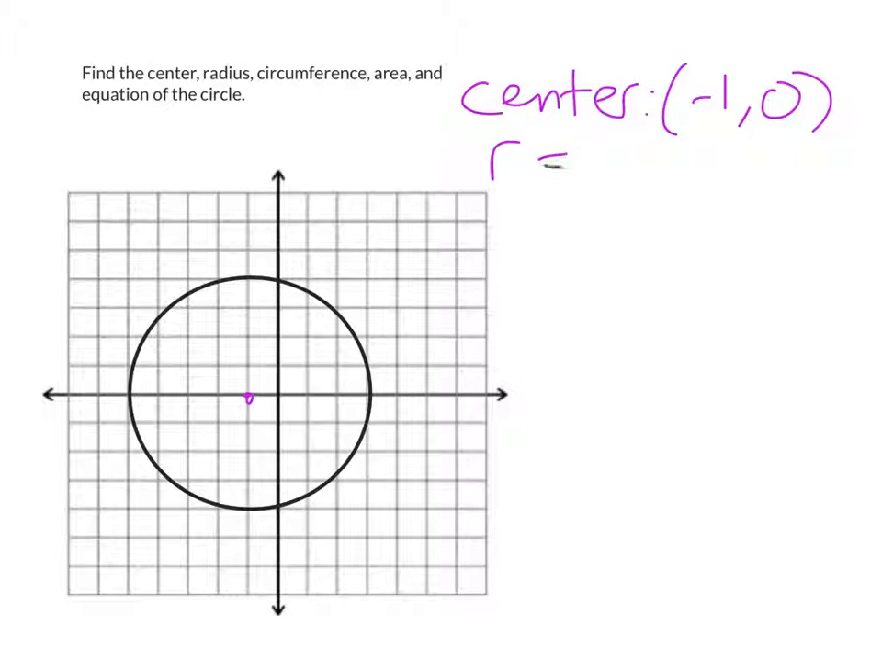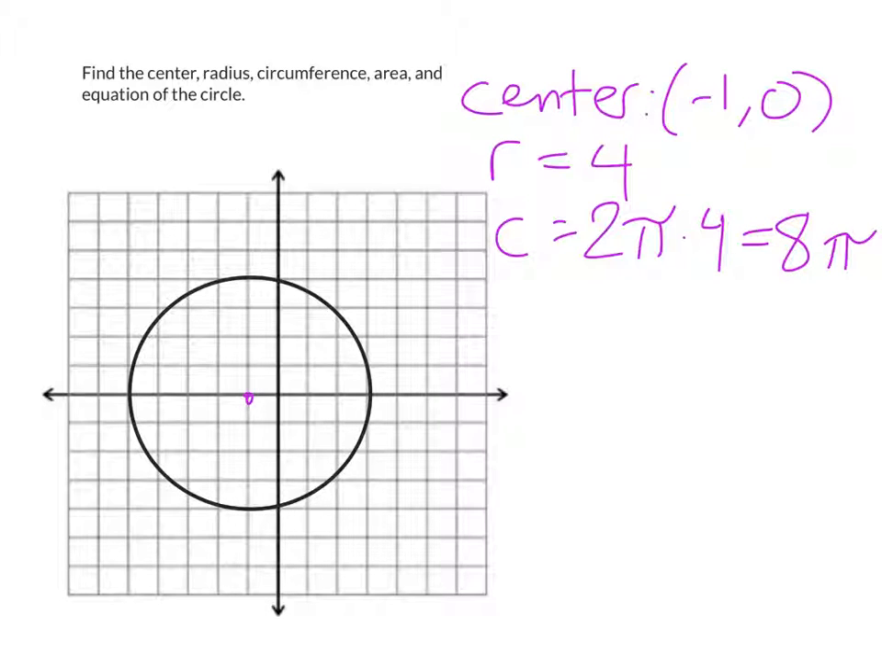Radius, that is 4 as we were just counting. My circumference, 2 pi times my radius of 4, which is 8 pi, and I can just leave it as 8 pi. My area is pi times my radius squared, or 16 pi. Again, you can either leave it as just 16 pi, especially it's nice if you don't have a calculator on you, or you can multiply it out with the pi button. That's fine too.